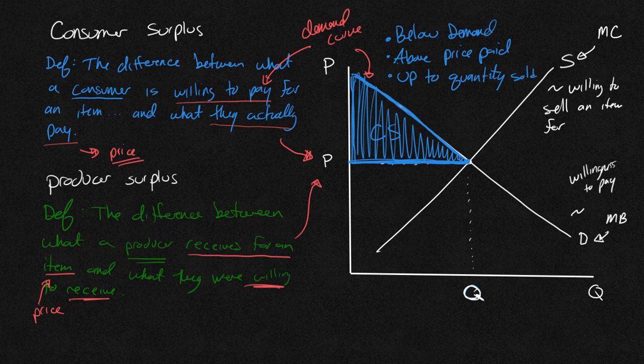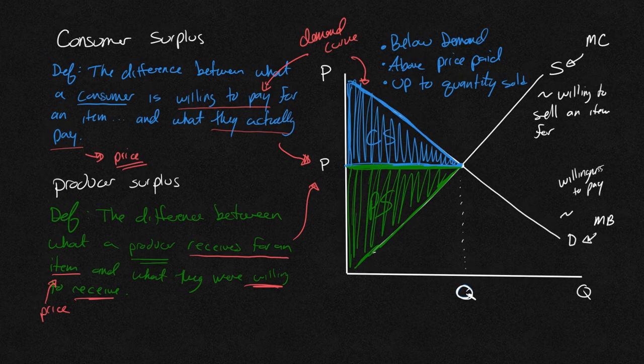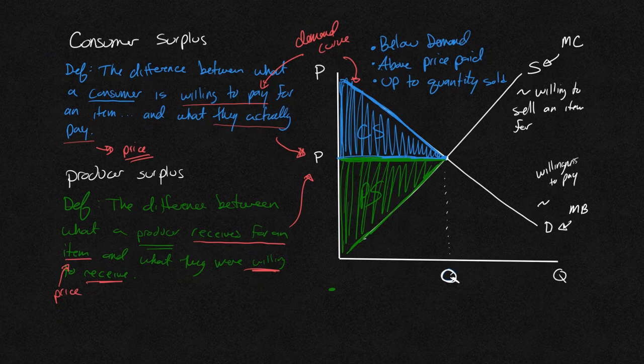So what does this mean? Well, if it's the difference between what you receive for an item, that's our price. And if I know what you're willing to receive as a supplier is your supply curve, that's why we see the producer surplus being the difference between the price and the supply curve. So below the price and above supply. I usually put that in here as well, just making this slightly smaller so we have room. My producer surplus is always going to be below the price, above the supply curve, but again, only up to the quantity sold.